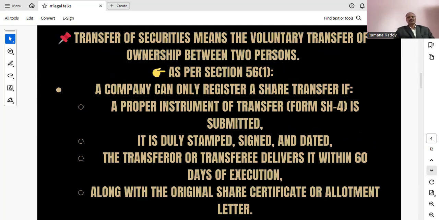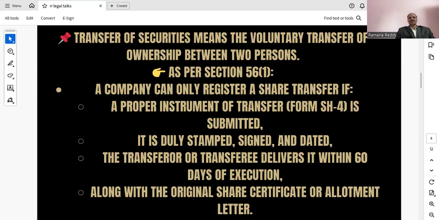Transfer of securities means the voluntary transfer of ownership between two persons, transferor and transferee. As per Section 56(1), a company can only register a share transfer if a proper instrument of transfer, that is Form SH4, is duly submitted to the company. It is duly stamped, signed and dated. So the transferor or transferee, any one of them, delivers it within 60 days of execution.